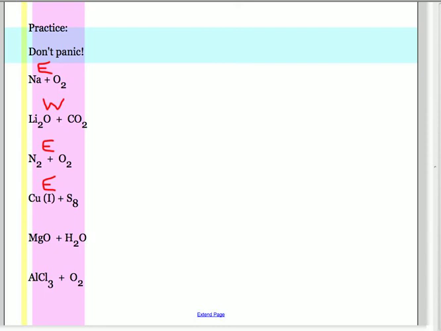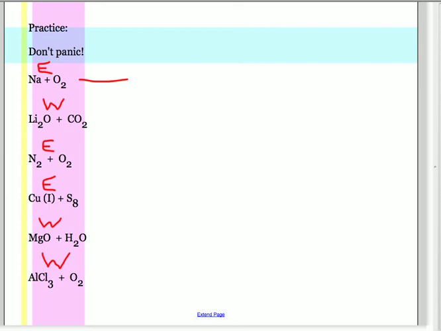Fifth one here, metal oxide and water. Definitely not just two elements, so that's a weirdo. And if we look down here, we have a metal chloride plus oxygen. It's definitely not just an easy one, so this is going to be a weirdo. So once you can go through and determine what they're going to be, it's not as hard and not as overwhelming to figure out how they're going to go.